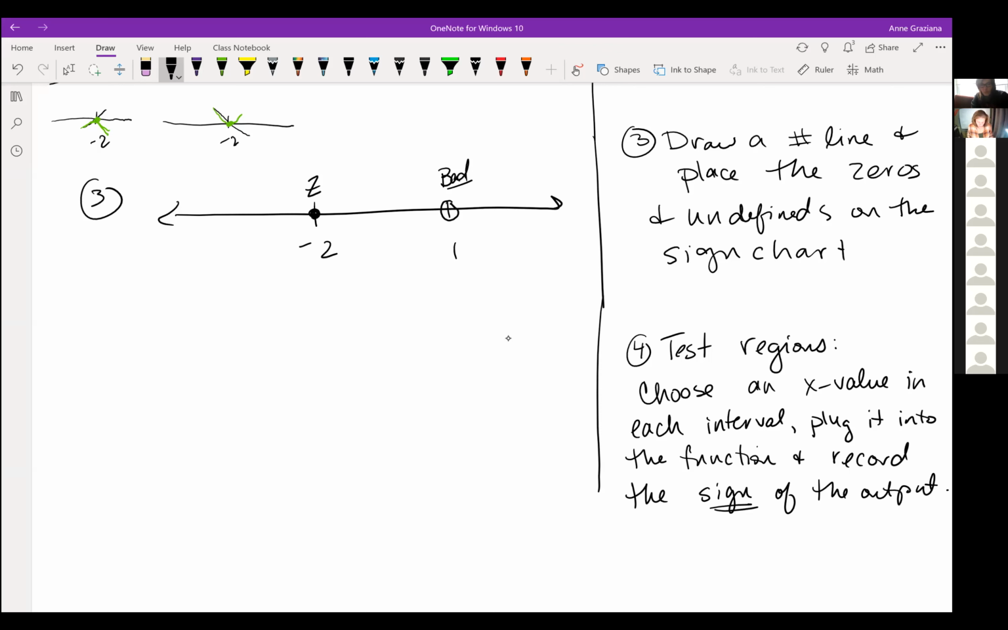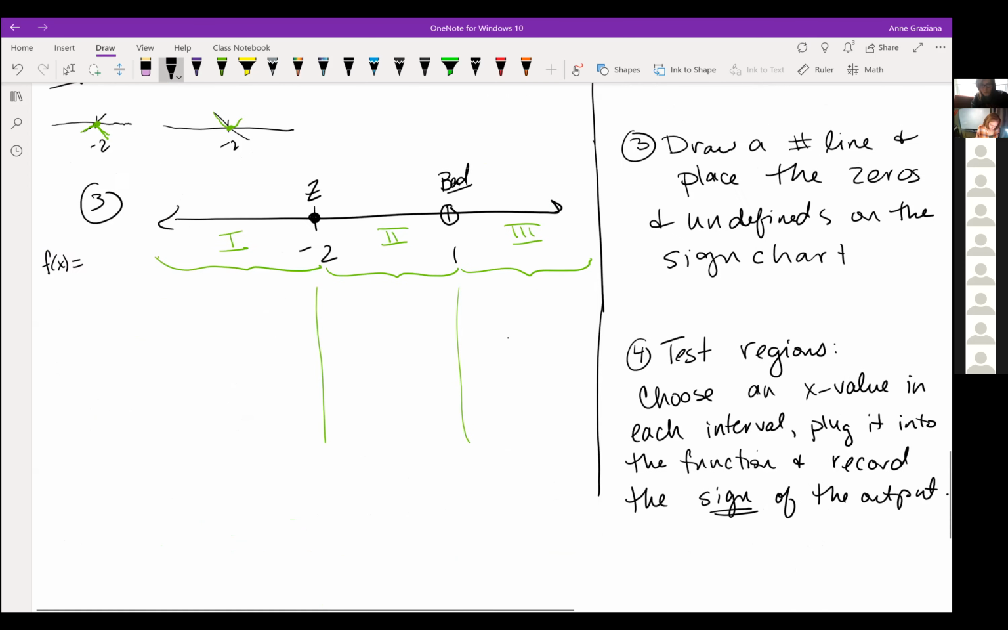Okay, so here's my regions. It goes from -infinity to -2. Then I have another region from -2 to 1. And then my last one is from 1 to infinity. So I have 3 areas where I need to check and see, is my graph above or below? Okay. Now, some people like to do it right under. I don't care how you organize this part, but remember my function was x plus 2 over x minus 1.